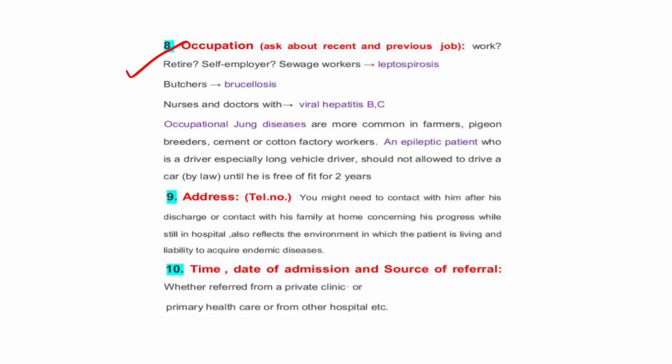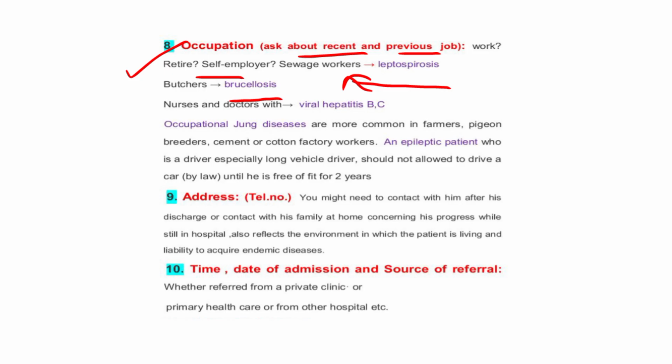Occupation is very important. Also ask for the previous job and the recent job the patient is doing. If the patient is retired or self-employed, we can ask. Many diseases, such as leptospirosis, are common in sewage workers. What is leptospirosis or brucellosis? These are occupational-related diseases.